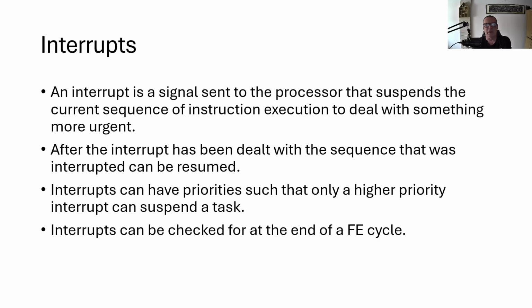An interrupt is effectively just a signal that's sent to the processor, and then the processor suspends the current sequence of instructions and deals with the interrupt. And after the interrupt's been dealt with, the sequence that was interrupted can be resumed again. Interrupts can have priorities such that only a higher priority interrupt can suspend a task. So if it's already doing something really important, it's not going to be interrupted by something not so important.